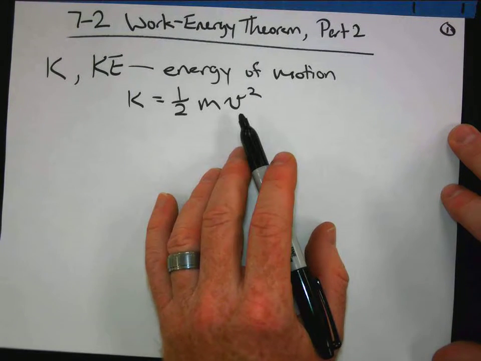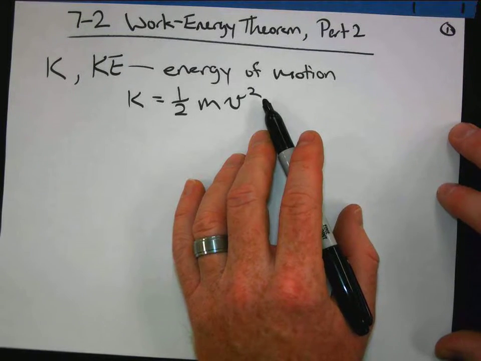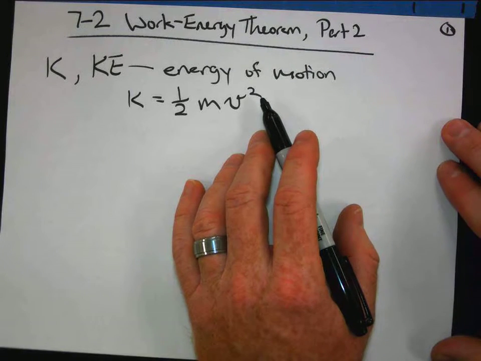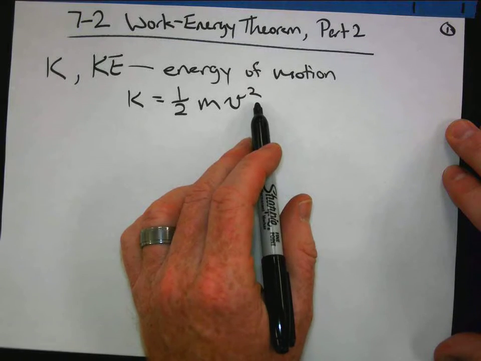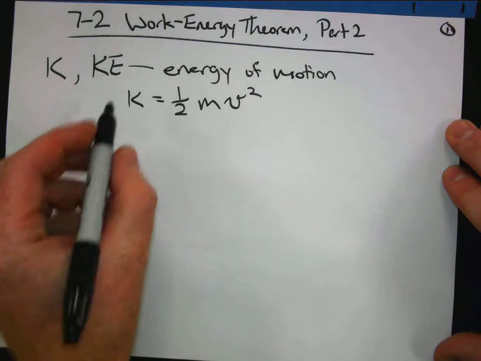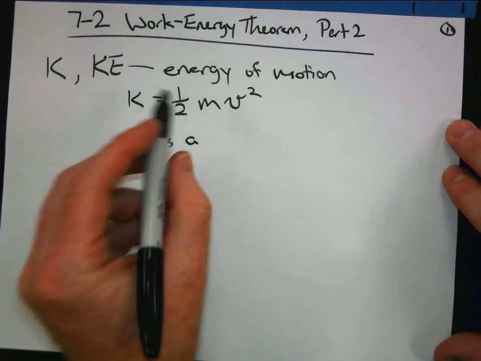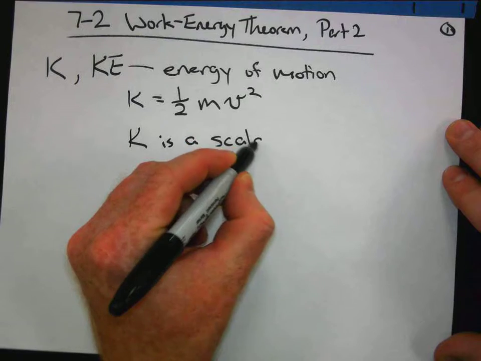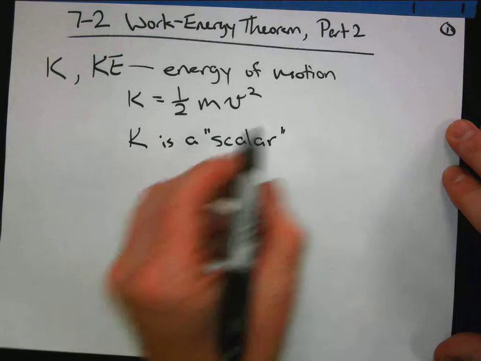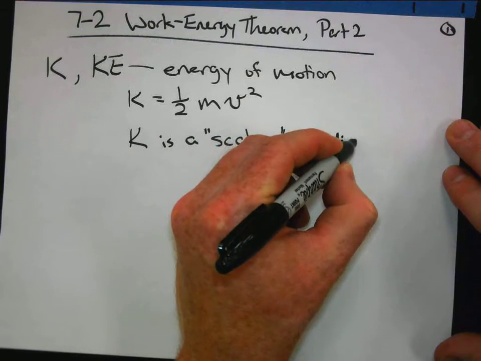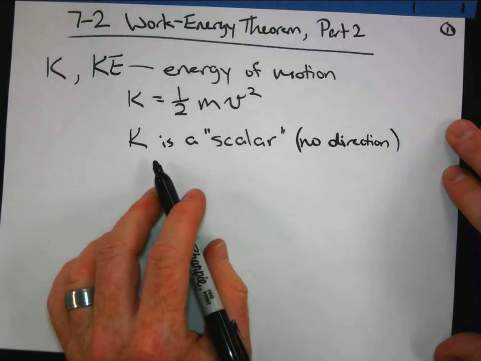Okay, fine. But what happens to the direction of something when you square it, or when you cube it, or when you take the square root, or anything else? It sort of becomes meaningless. The direction itself does. What that tells us is that kinetic energy does not have a direction to it. Like work, it's a scalar quantity. Scalar simply means that it has size but no direction. So it's like work in that regard.